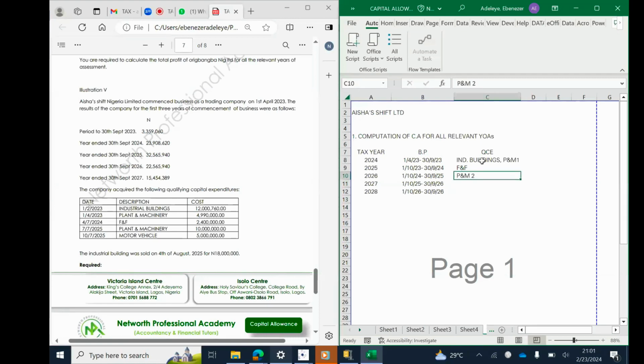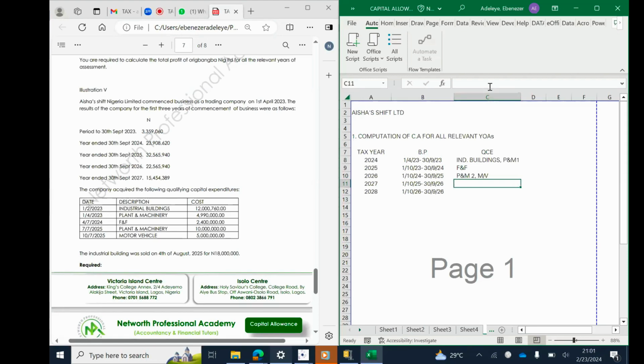Right. The fifth one, which is the final one, is 10th of July 2025. When would that be? That will also be in the same year as this plant and machinery. Do we all agree with me, please? Or have I confused anyone? Do we all agree with me? Yes.